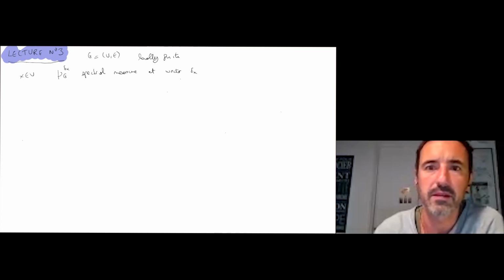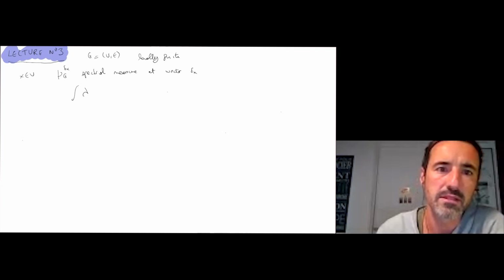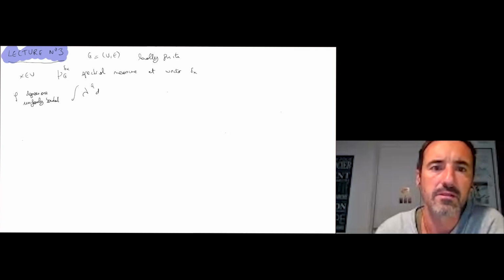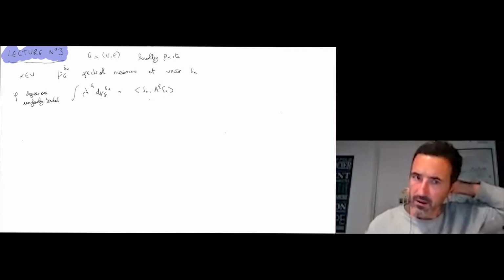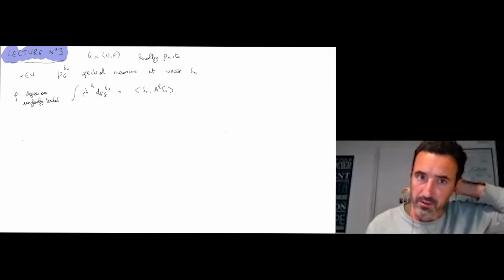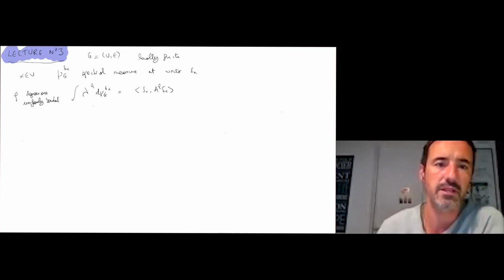Here it's the Dirac mass at x, whose moments, if the degrees are bounded, uniformly bounded, are equal to the moments of the powers of the adjacency operator of this matrix.